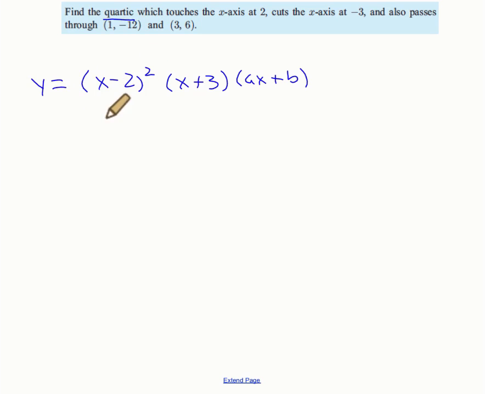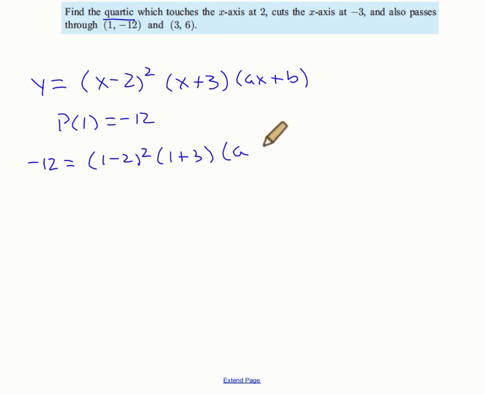Then we go through the same thing as before. We know that p of 1 is equal to -12. So that means -12 is going to equal 1 minus 2 squared times 1 plus 3 times A plus B. And if we solve for A plus B, then we're going to get -3.